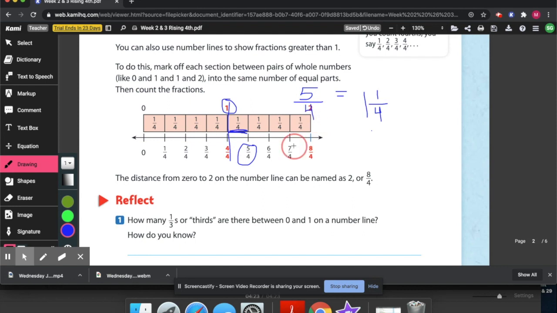Now let's skip over to 7/4. I still have a whole somewhere in here. I look back, I see, oh, okay, we still have 1 whole. I haven't gone over to 2 wholes yet. I'm not there yet when I'm on my number line. Still at 1, so I write out 1. And now I need to see what my leftovers are. So I need to find my fraction.